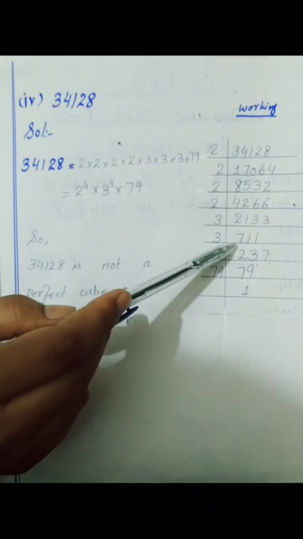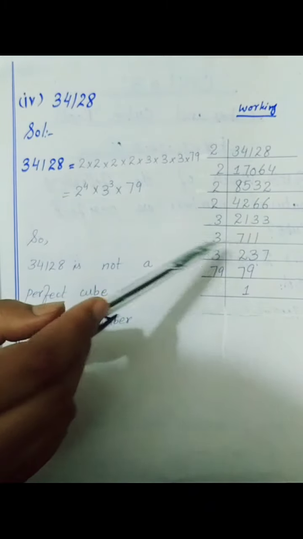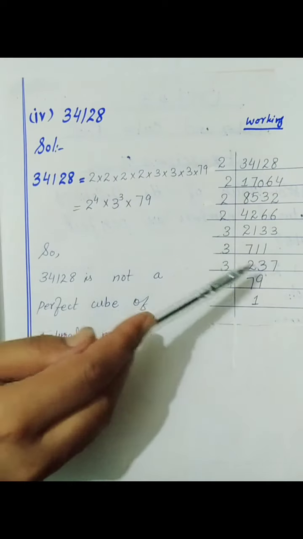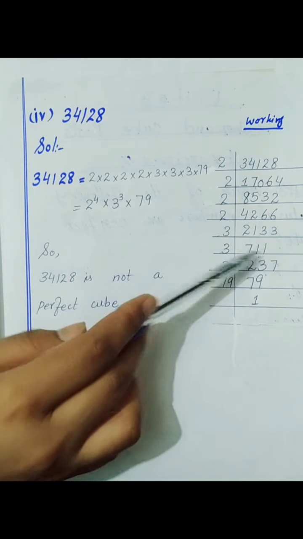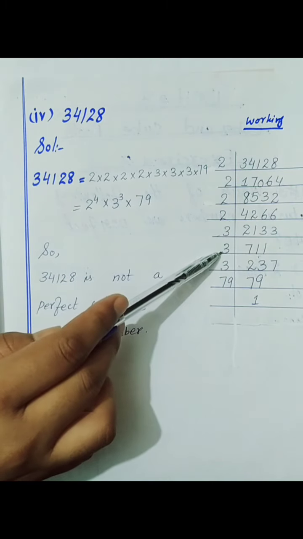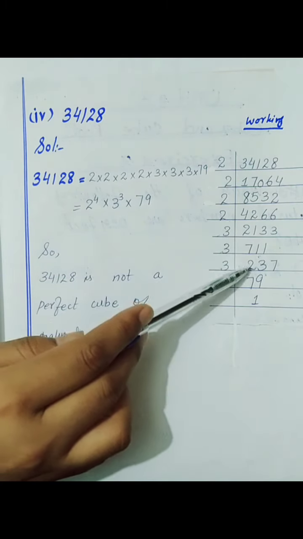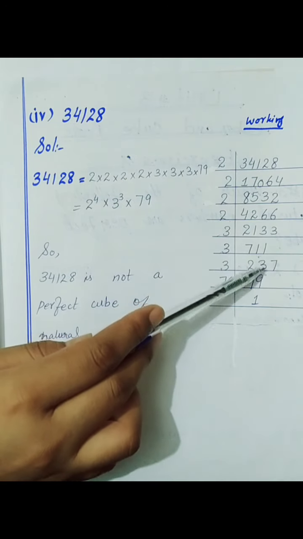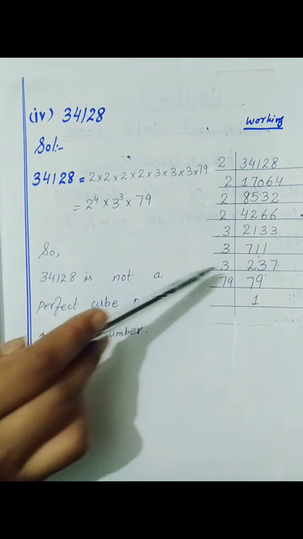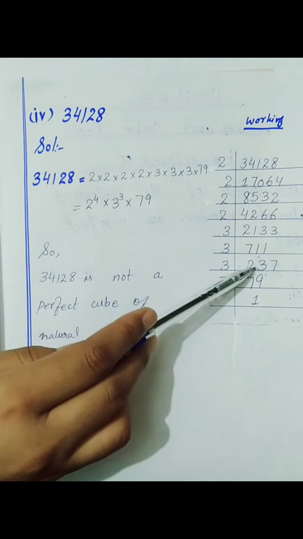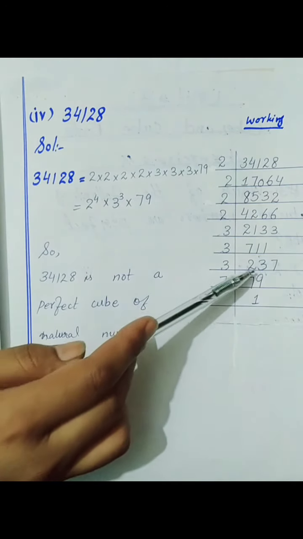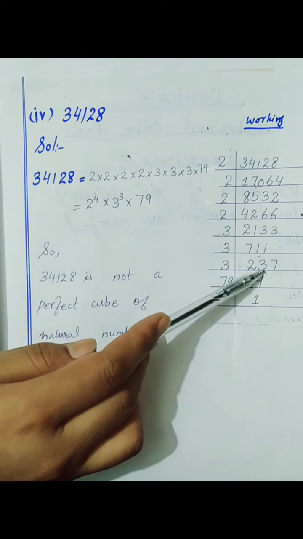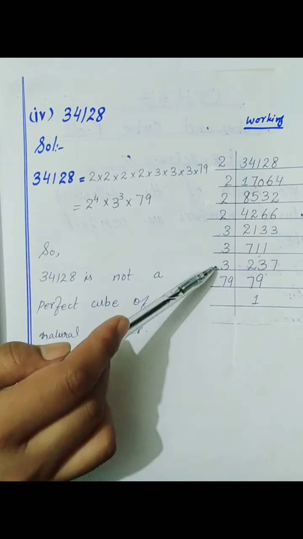So 3 7s are 21, 3 1s are 3, 3 1s are 3. Now we add 7, 1, 1 and we get 9. 9 is divisible by 3, so 711 is also divisible by 3. 3 2s are 6, 1 carry, 3 3s are 9, 2 carry, 3 7s are 21. And if we add 2, 3, 7 we get 12. So 12 is divisible by 3, so 237 is also divisible by 3.